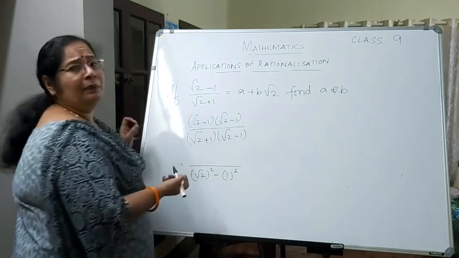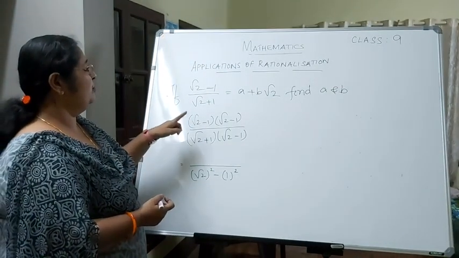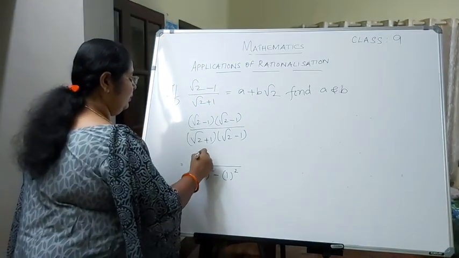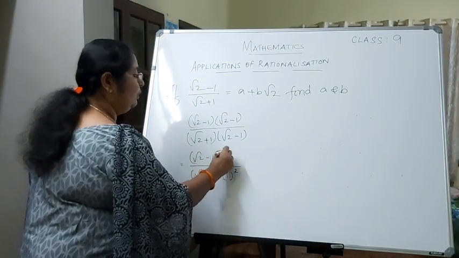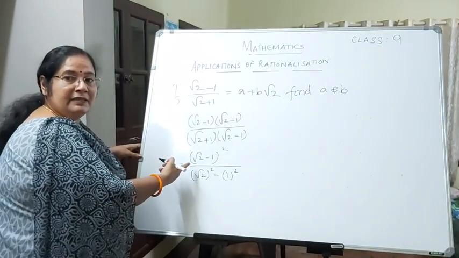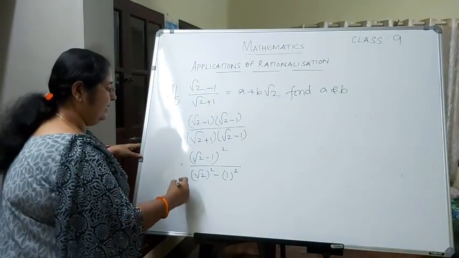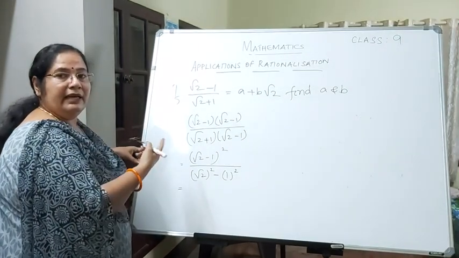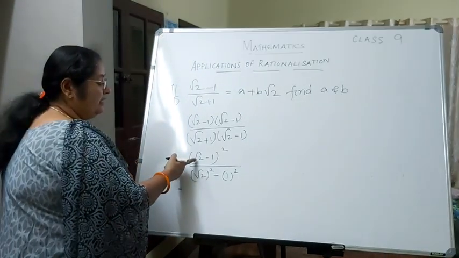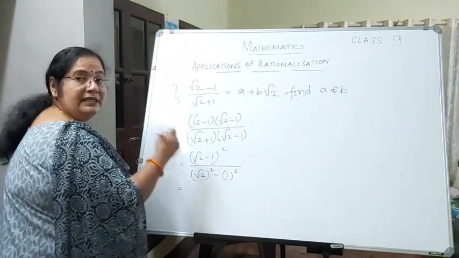Now what about the numerator? The numerator is (√2 − 1)(√2 − 1). It is the same as (√2 − 1) the whole square. Now this is of which identity? (a − b) the whole square. So let us expand it. What is (a − b) the whole square? a² − 2ab + b², where our a is √2 and b is 1.